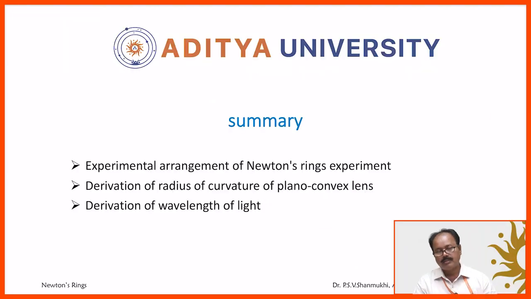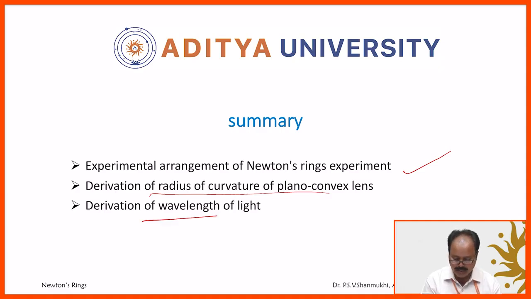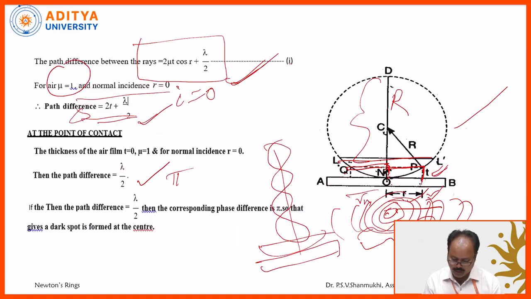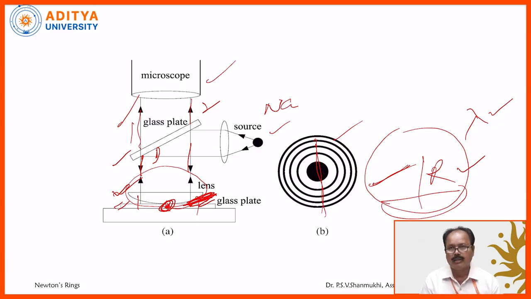In this lecture, we have studied the experimental arrangement of the Newton's rings experiment: how the experimental setup is arranged and how we get the Newton's rings. Afterwards, we determined the radius of curvature. What is the expression for the radius of curvature? What is the expression for the wavelength of light? Like that we have seen. So, by using the Newton's rings experiment, we can determine both the radius of curvature and the wavelength of light. Okay, thank you.